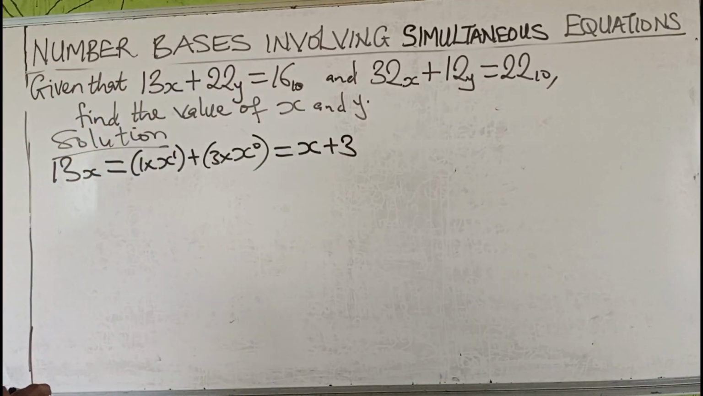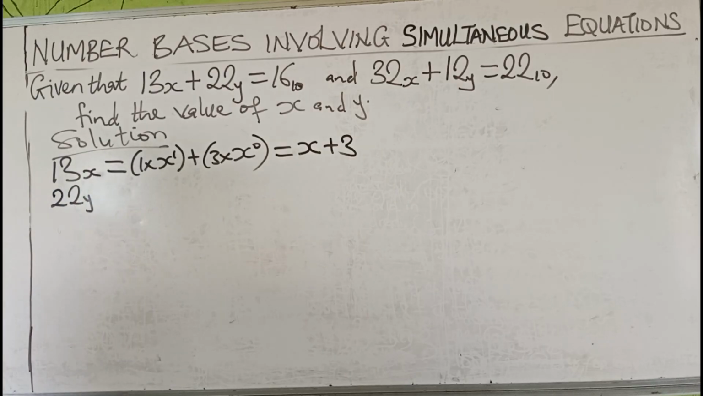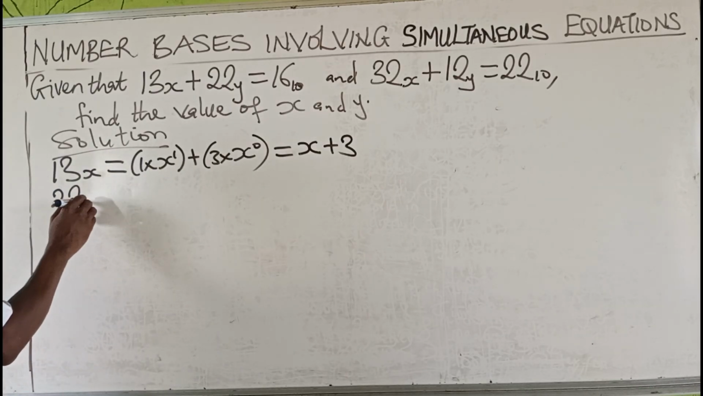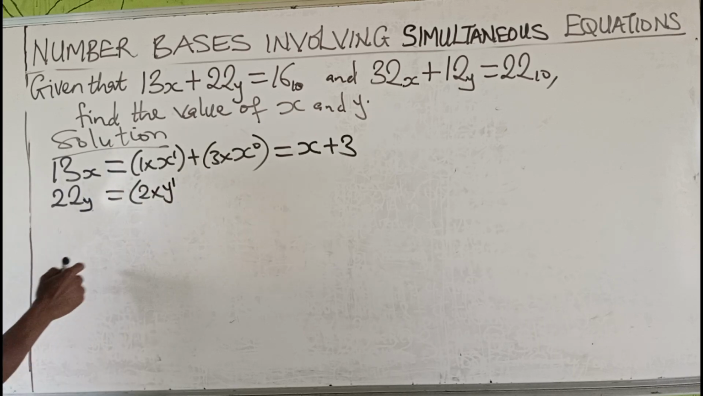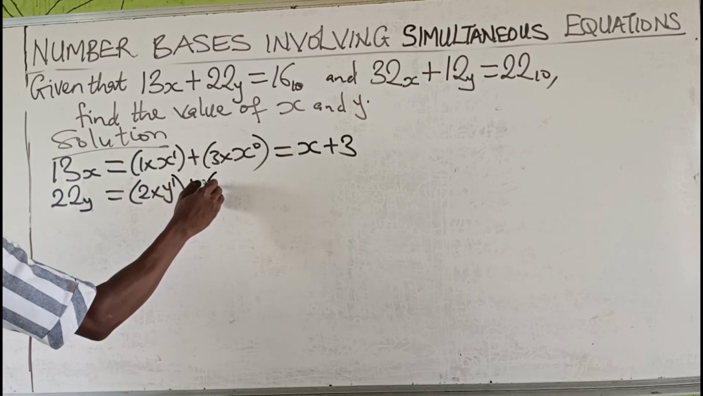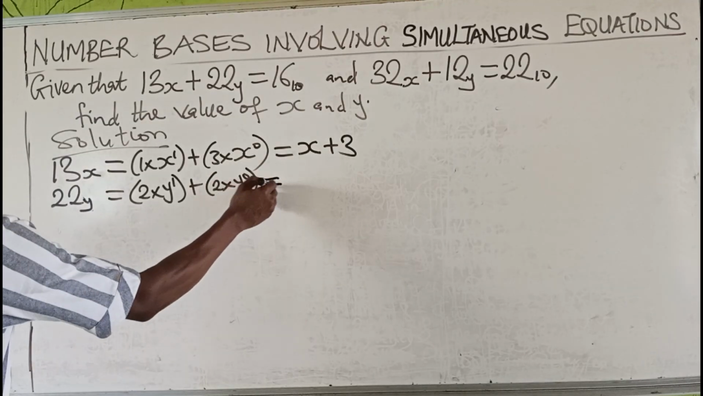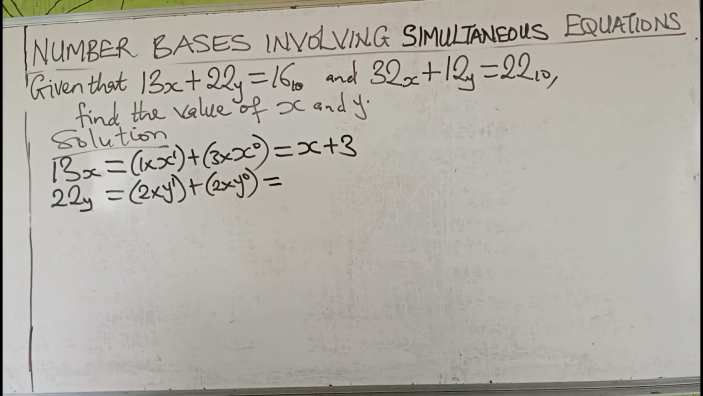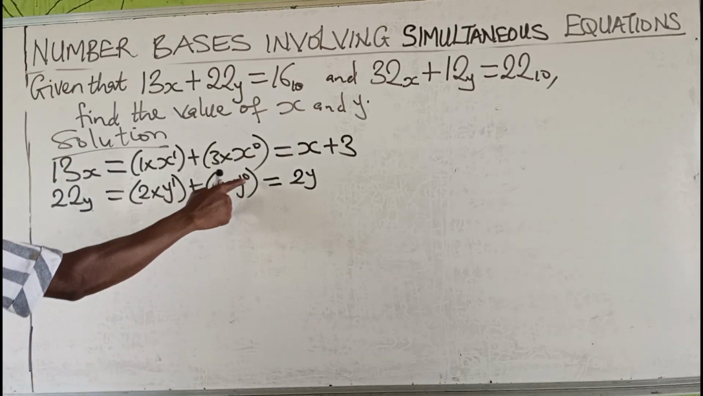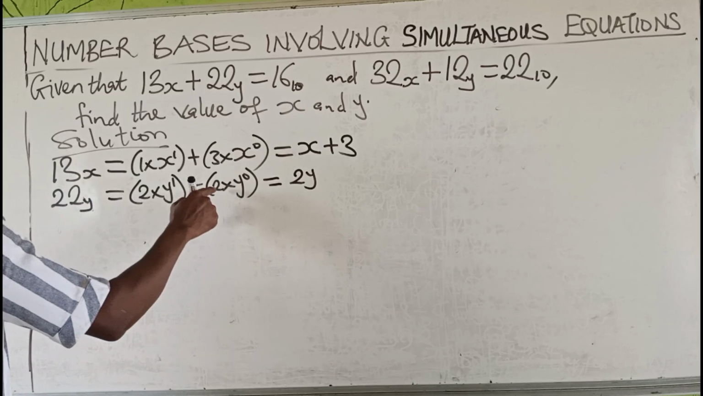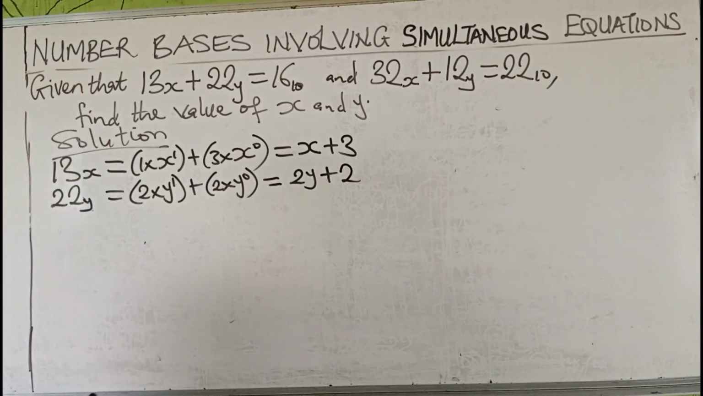Now, the next one, we have 22 base y. 22 base y, which is equal to 2 times y raised to power 1 plus 2 times y raised to power 0. This is equal to y raised to power 1 is y. So we have 2 times y, which will give us 2y. Y raised to power 0 is 1. Then 2 times 1 is 2. So we have plus 2 here.